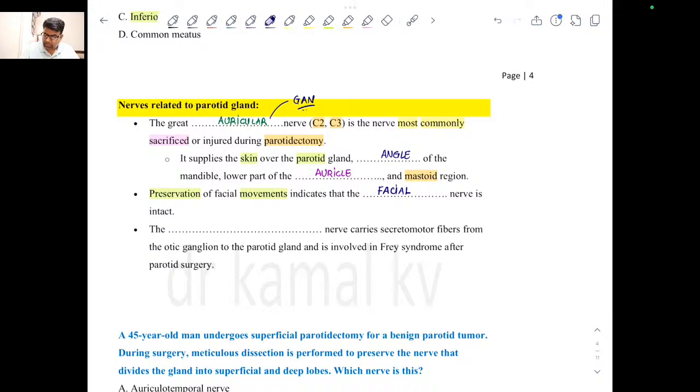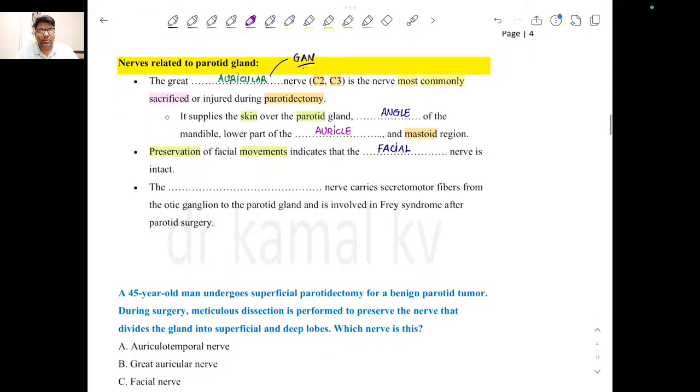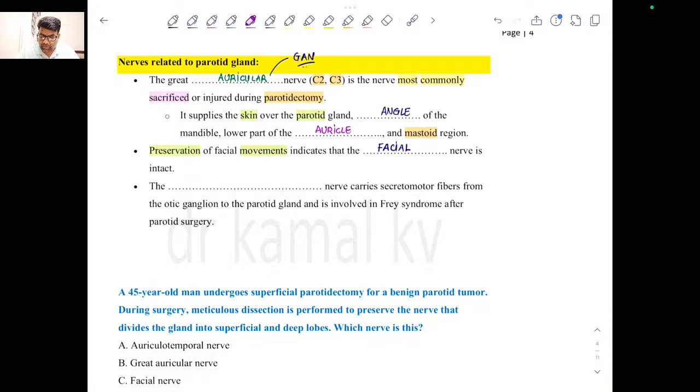Then, Frey syndrome, which happens after parotid surgery. Now, can anyone tell me which nerve is involved or injured in Frey syndrome? Any idea? Can anyone tell me which nerve is discussed whenever we are discussing Frey syndrome?